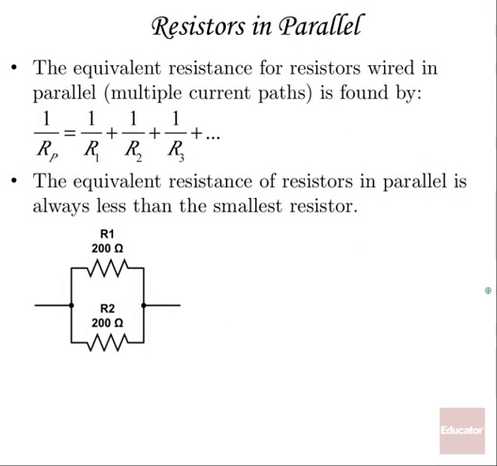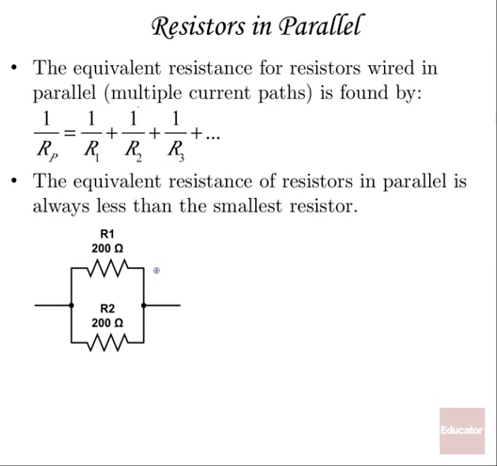Let's take a look at resistors in parallel, where parallel circuits or configurations are configurations where current can take more than one path. In this case, the equivalent resistance for resistors in parallel is 1 over the equivalent resistance is 1 over R1 plus 1 over R2 plus 1 over R3 for however many resistors you happen to have. Now, it's important to note that the equivalent resistance of resistors in parallel is always going to be less than the smallest resistor in that configuration.